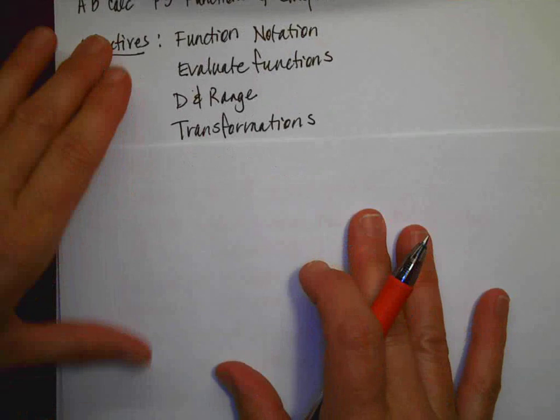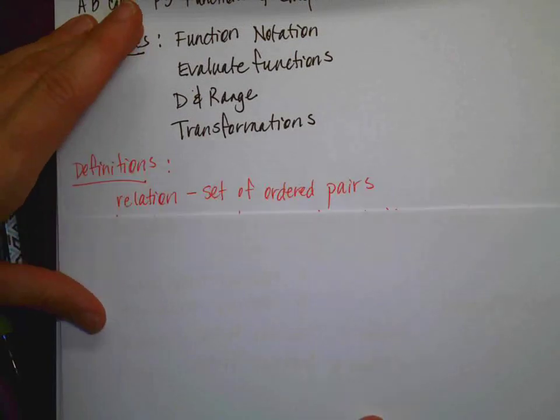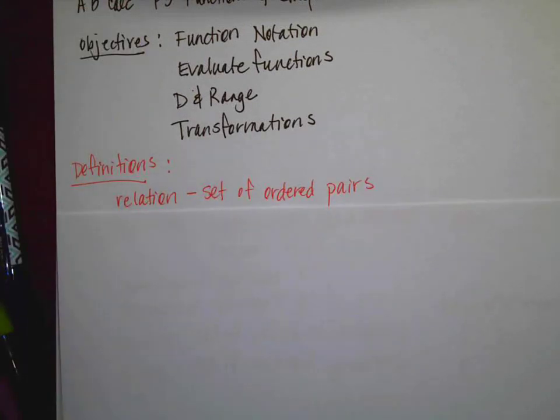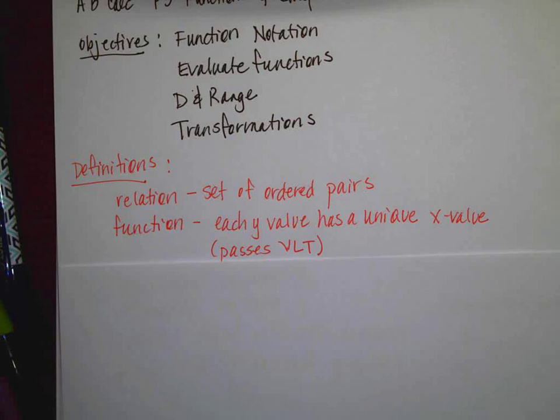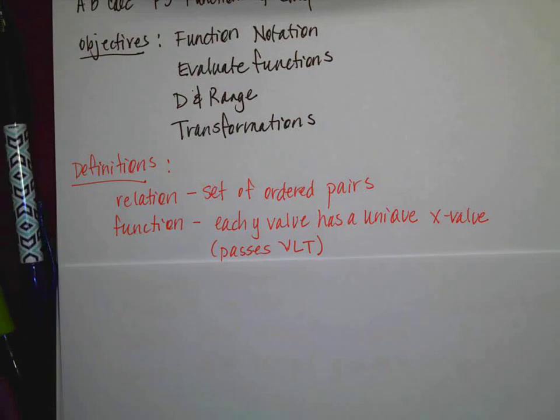So I've pre-written some definitions just to go back and remember. The first one is that a relation is just a set of ordered pairs. A function is a unique relation where every x value has a unique y value, okay? And it passes the vertical line test.